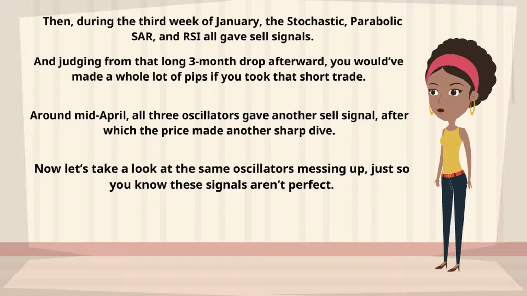And judging from that long 3-month drop afterward, you would have made a whole lot of pips if you took that short trade. Around mid-April, all three oscillators gave another sell signal, after which the price made another sharp dive. Now let's take a look at the same oscillators messing up, just so you know these signals aren't perfect.